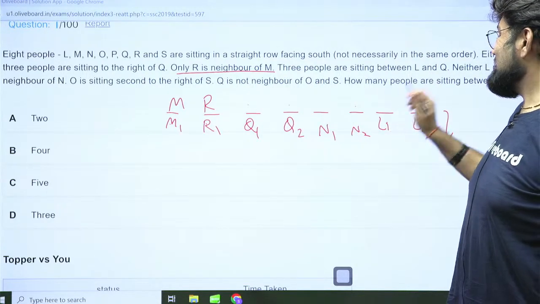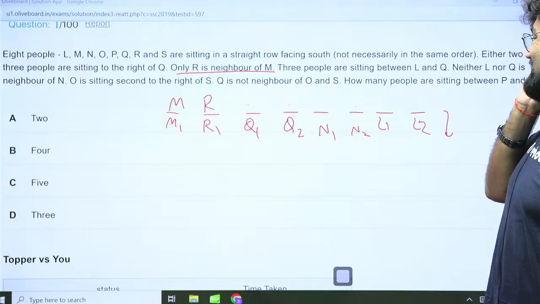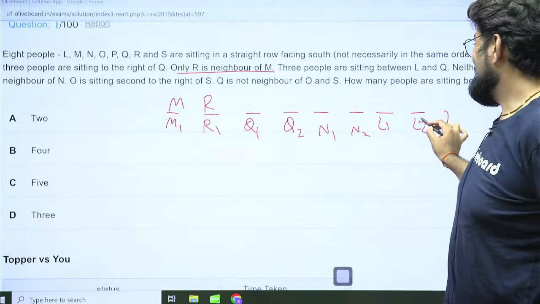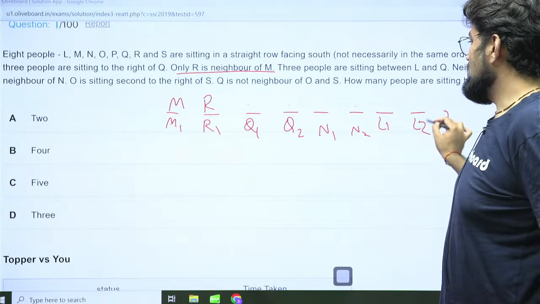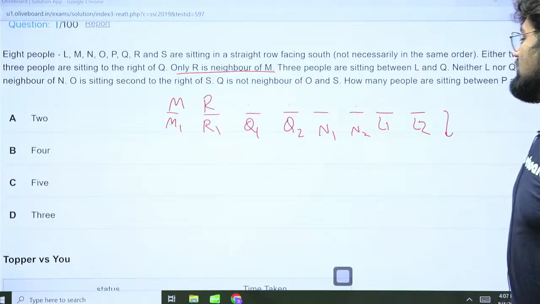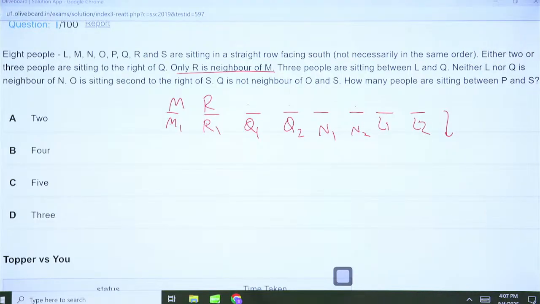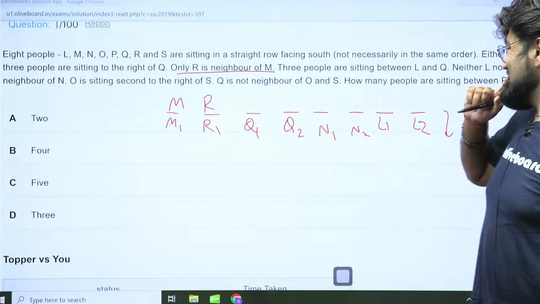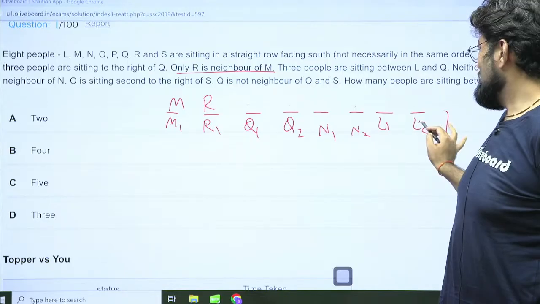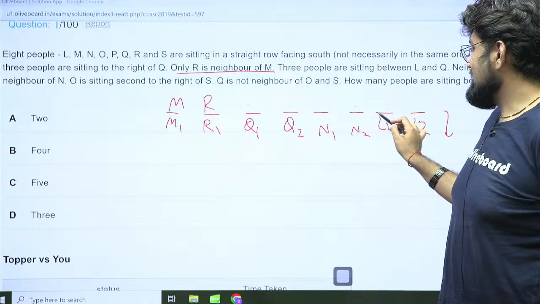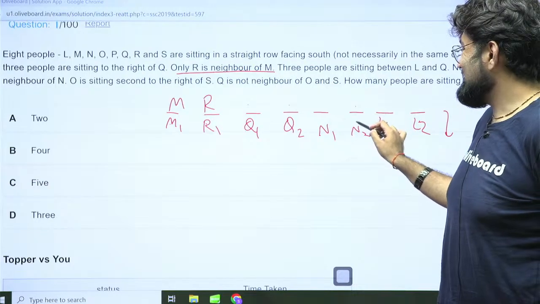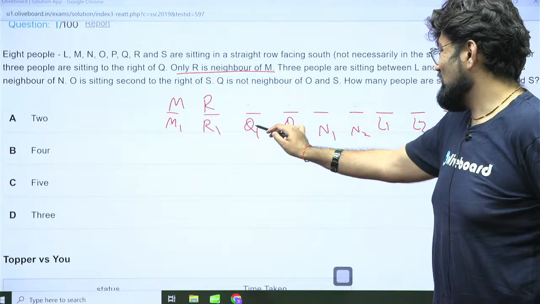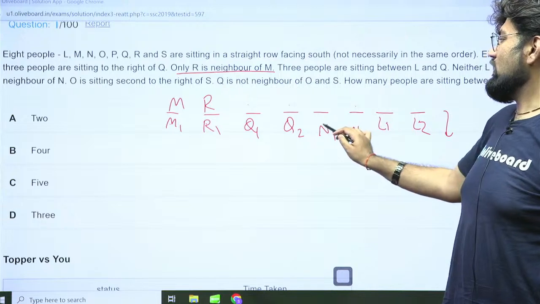How can O sit second to the right of S? Can it be possible? Yes, it is very much possible. I can make S here and O here. Okay, not an issue. That can be done. And if I have Q2 here and L2 here, then one of the cases is that either S sits here, so that's not possible. S sits here, O can sit there, or S sits here, O can sit here, right?